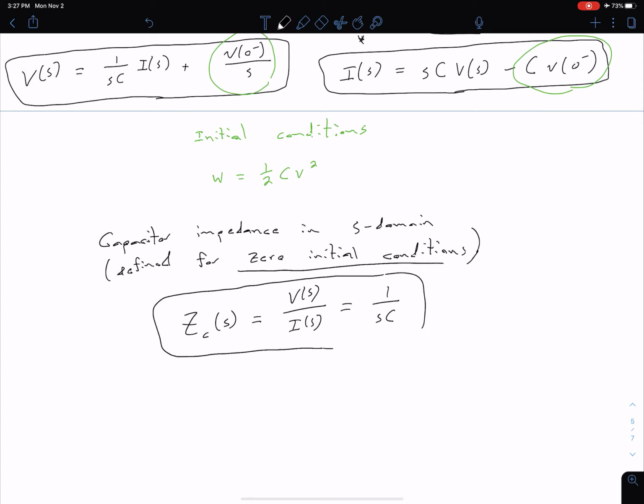So now that we know how to convert each of our 3 passive elements to the S domain, in the following videos, we're going to spend a lot of time looking at different examples and seeing how we can step through this whole process of doing our Laplace analysis.